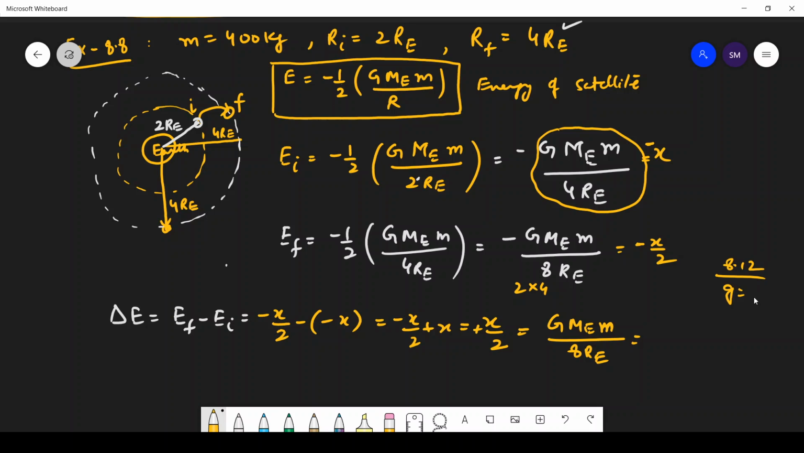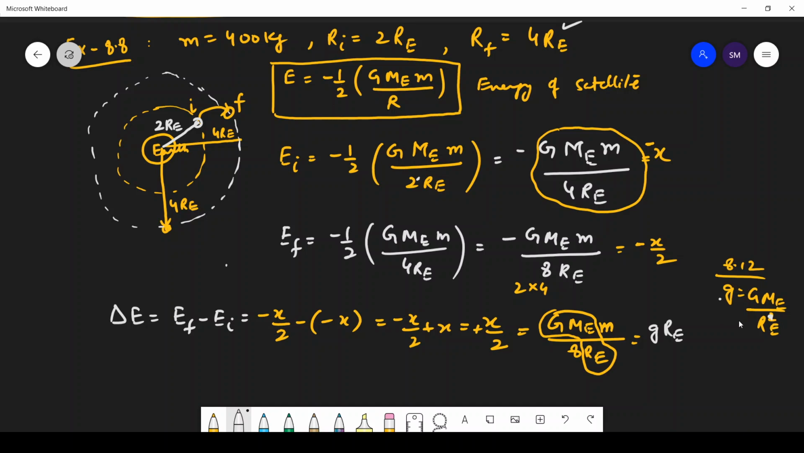We have done it many times: GMe by Re squared. We have done it earlier also. GMe upon Re squared, so this Re will go this side. What will this become? This will become G into Re. Yes or no? There are two Re, so one Re will go here. So GMe upon Re squared is gRe.